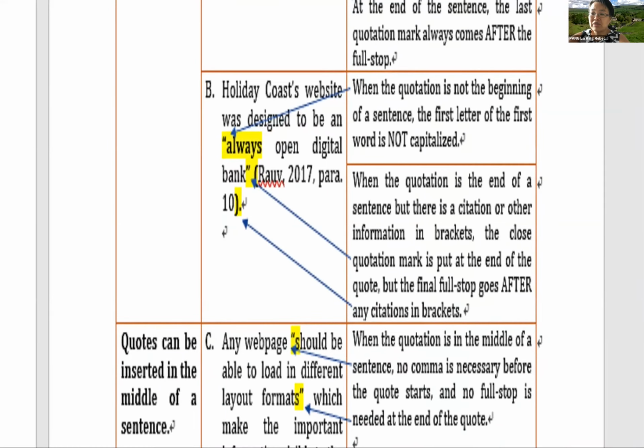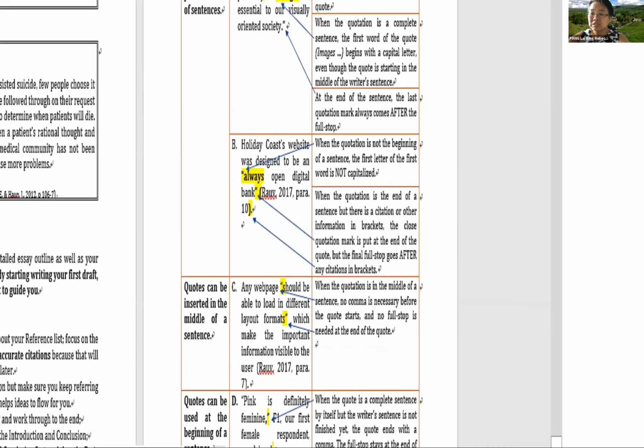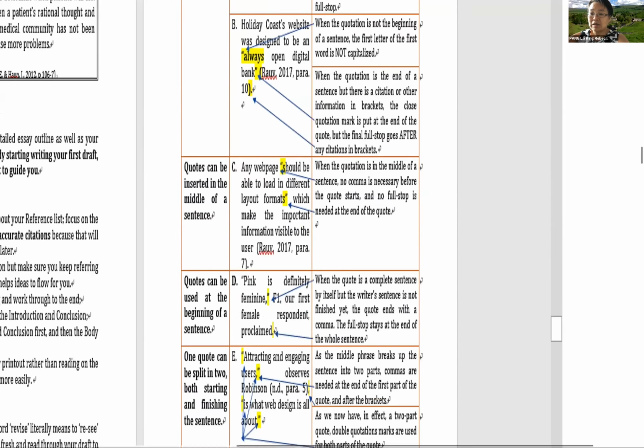If you put the in-text citations, that is RAUV, all right, 2017, paragraph 10, then make sure that the full stop should be after the closing bracket of the in-text citations. Okay, so all the highlights can be seen quite clearly.